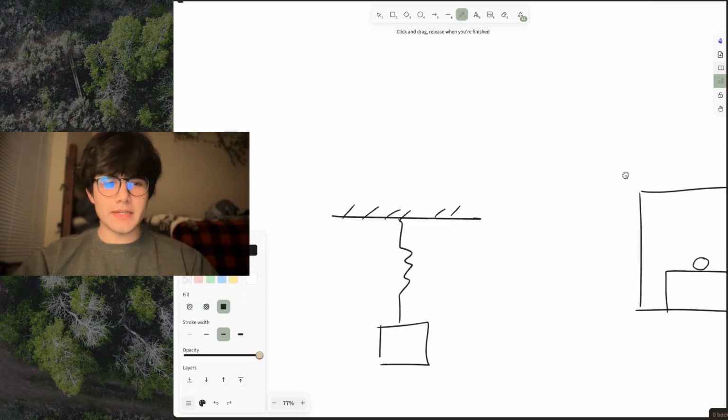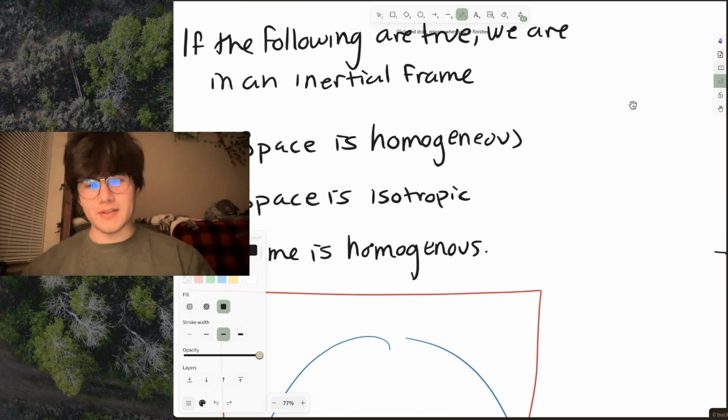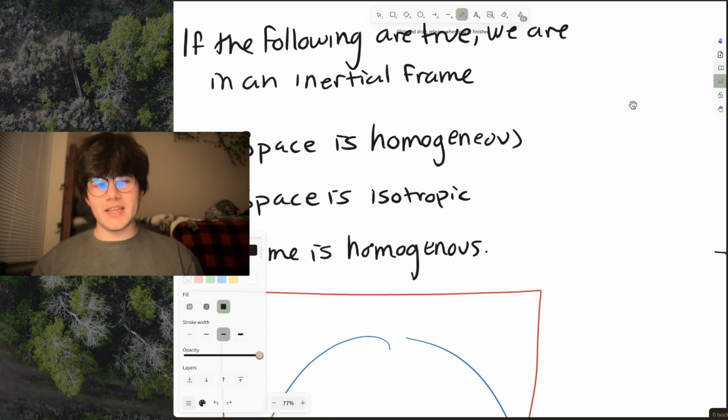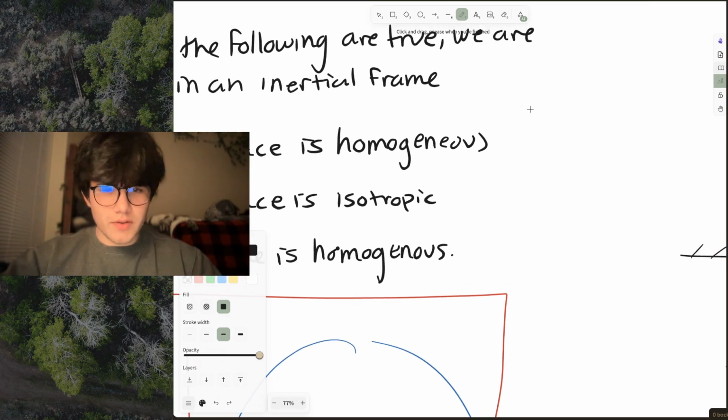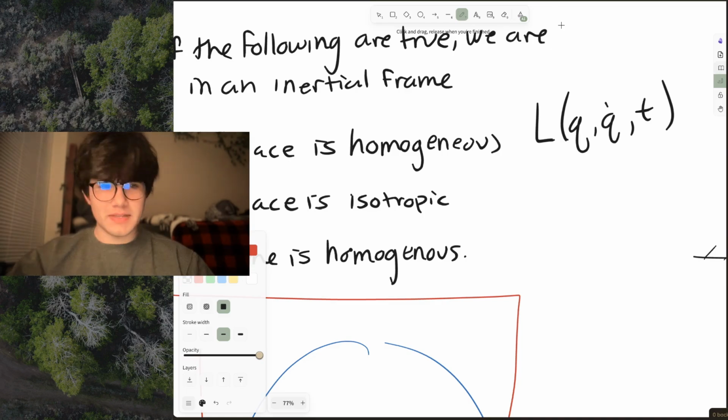So now let's imagine what the simplest system looks like. A free particle, like a baseball in space that doesn't have any potential energy. And it's not going to do anything until we push it or something. Okay? So usually our Lagrangian is a function of q, q dot, and t. So we can make a few simplifications for this.